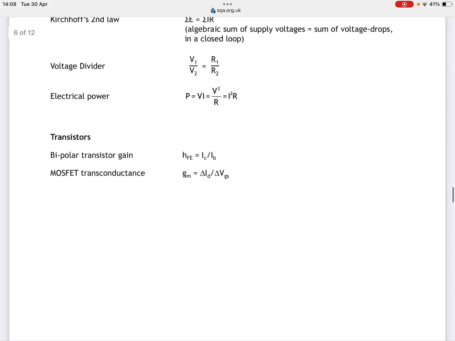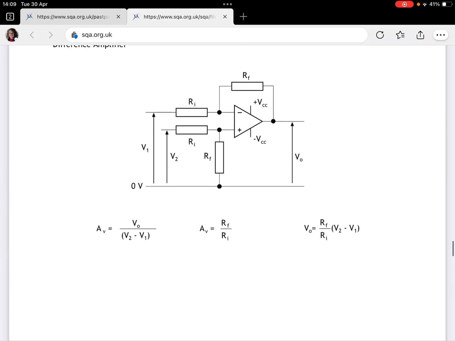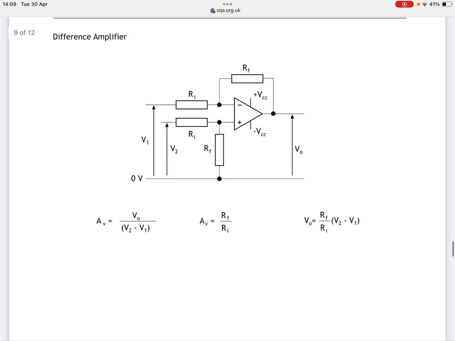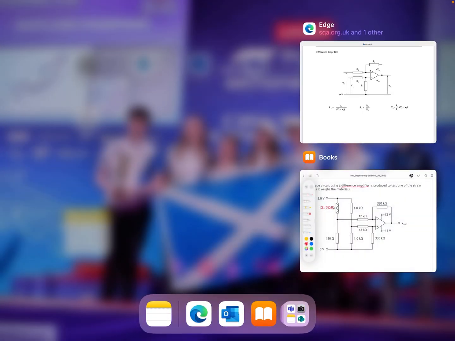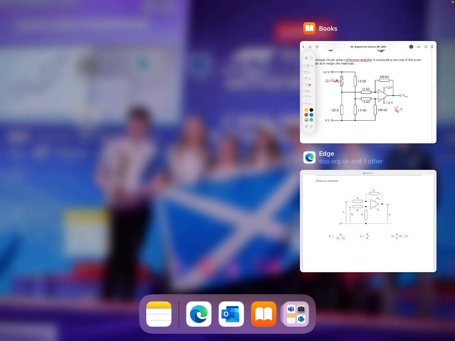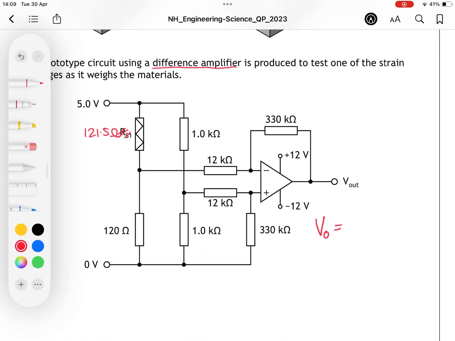If I go to my data booklet and look at difference amplifier, you can see here that I've got different equations for my gain and for V out. They want me to calculate V out, so I think using that last equation is going to be the most useful to me. So I'm going to write that here now. V out is equal to RF over RI times the difference between the 2 input voltages. So RF divided by RI times V2 minus V1.